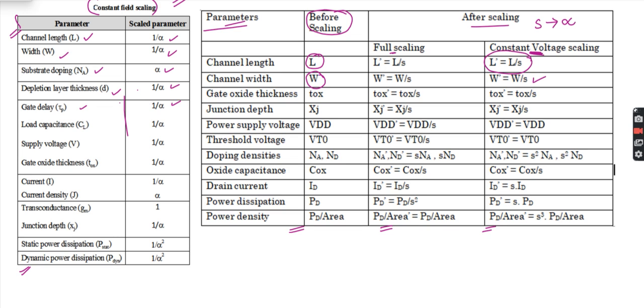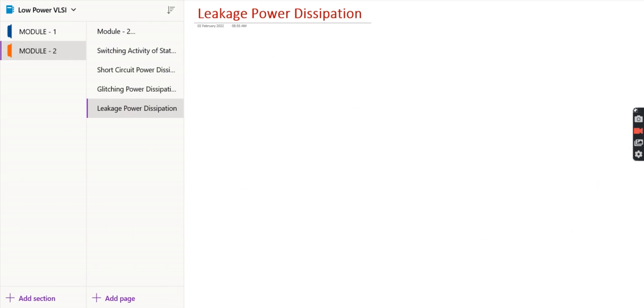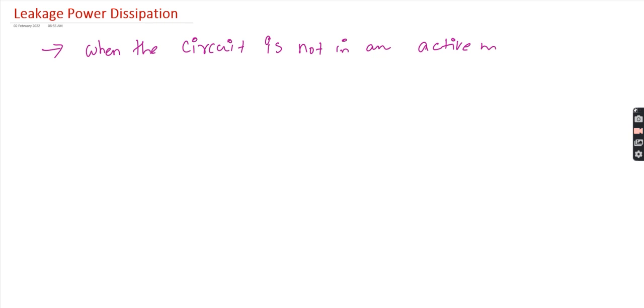Now let us concentrate on today's session. As I mentioned, we are going for the leakage power dissipation. When will the leakage power dissipation happen? From the name only, I can simply say, it happens when the circuit is not in an active mode of operation.